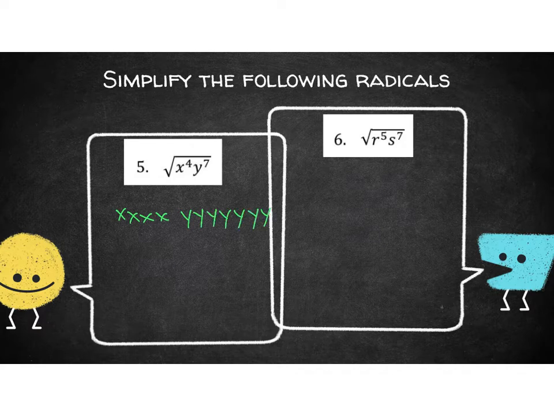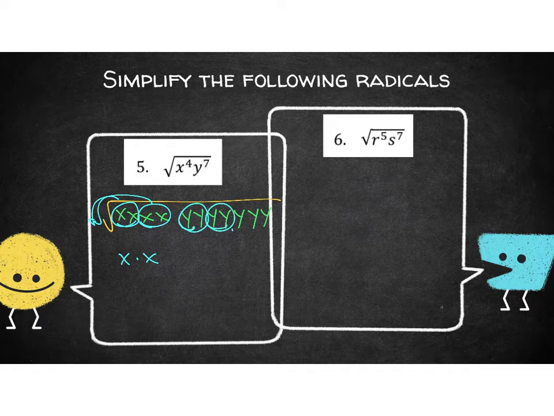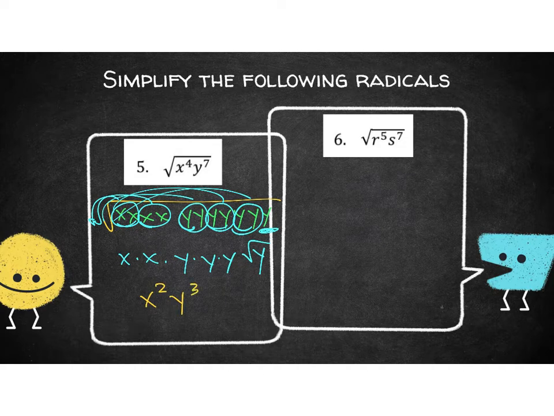These are all being multiplied together under the same radical. So for my factors of x, I can make 2 pairs. So that's x times x. For my factors of y, I can make 1, 2, 3 pairs with 1 left over. So I have a y, and a y, and then I have that radical y still left over. So if I put all this back together, that gives me x squared times y to the third with a radical y left over.